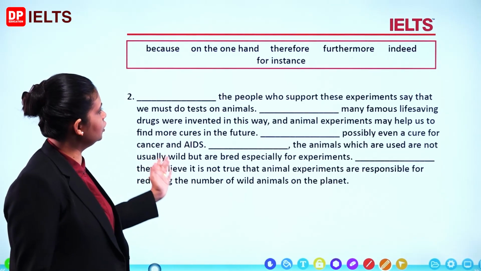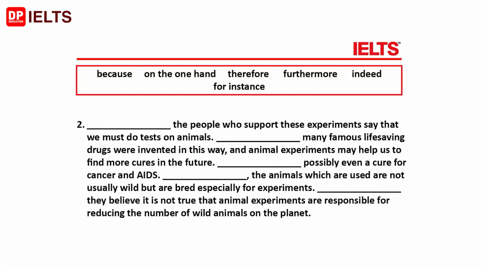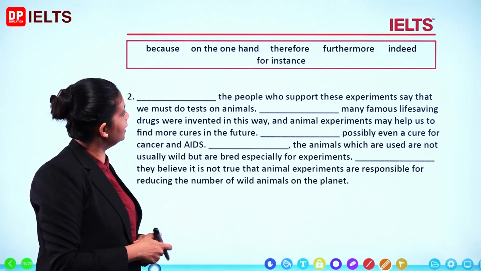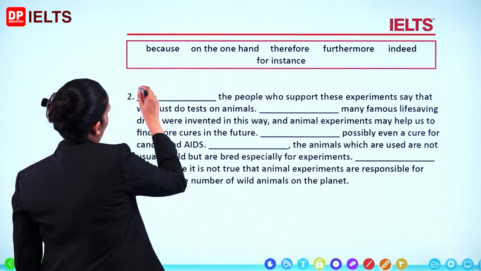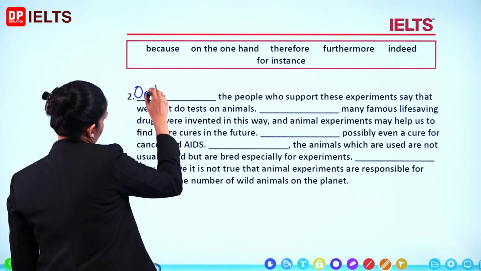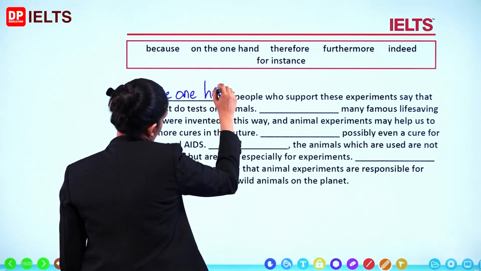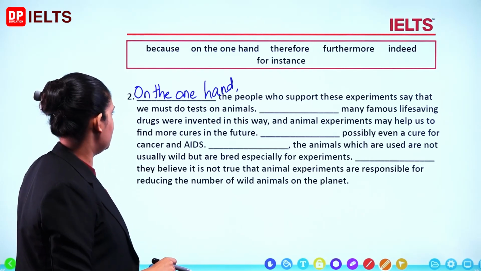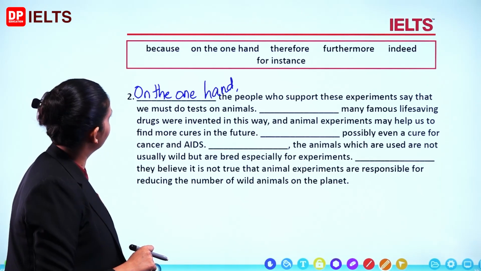So then we move on into the first body para. Take a few minutes and see if you could do it on your own. Alright, so hopefully you've done it. Now let's check the answers. I would start this by saying, on the one hand. On the one hand, the people who support these experiments say that we must do tests on animals.